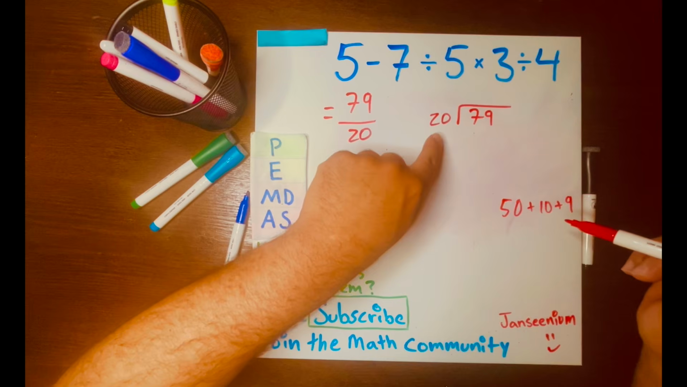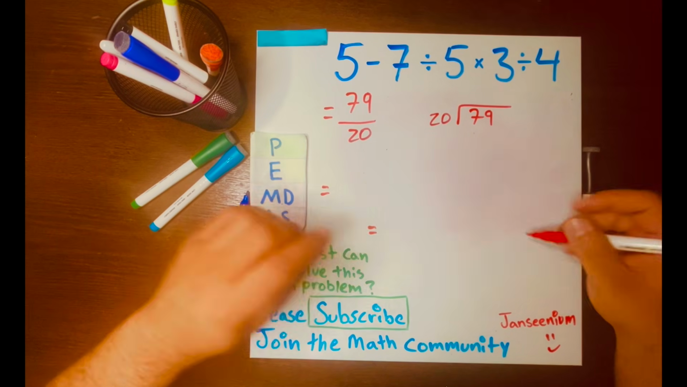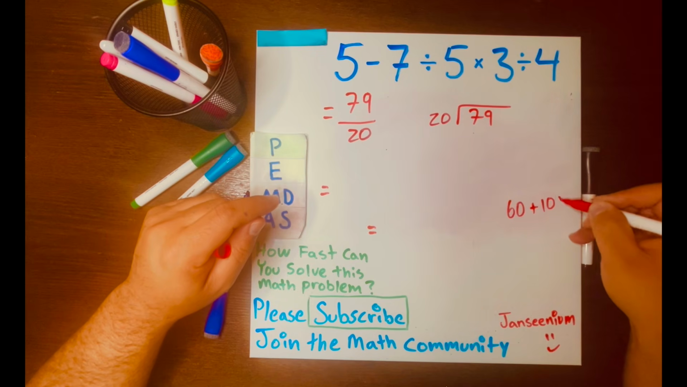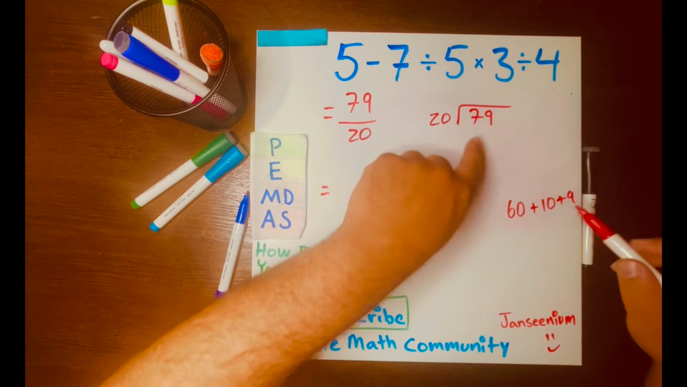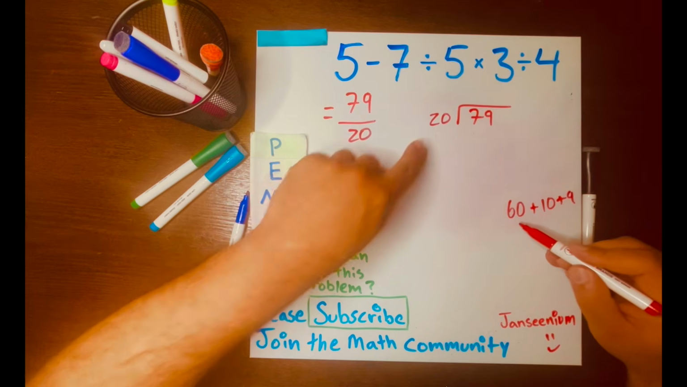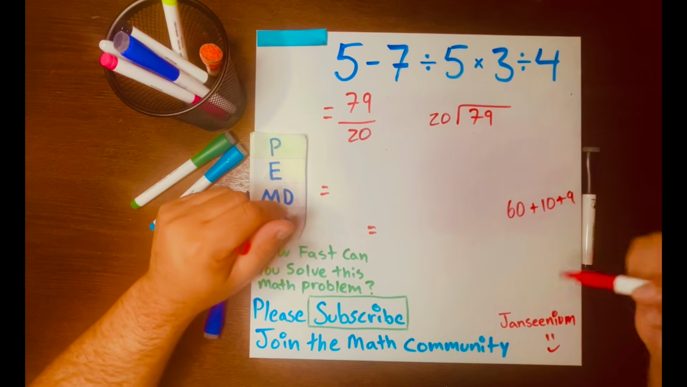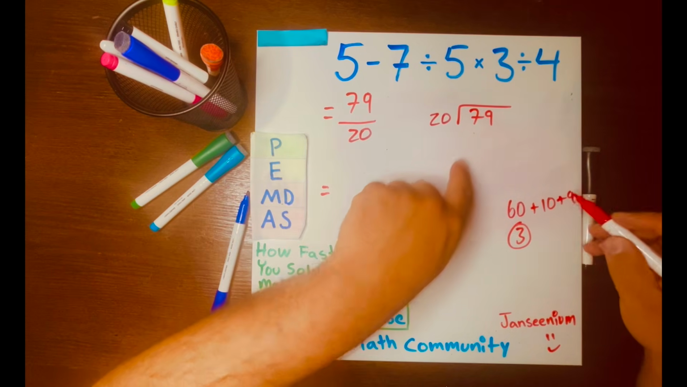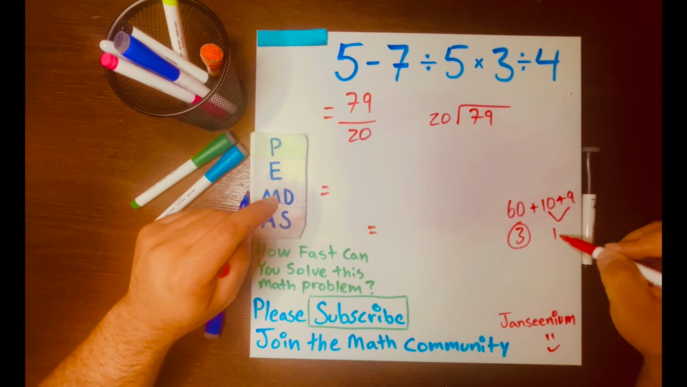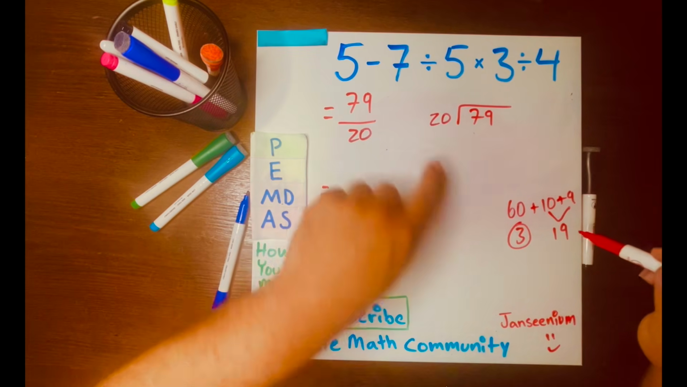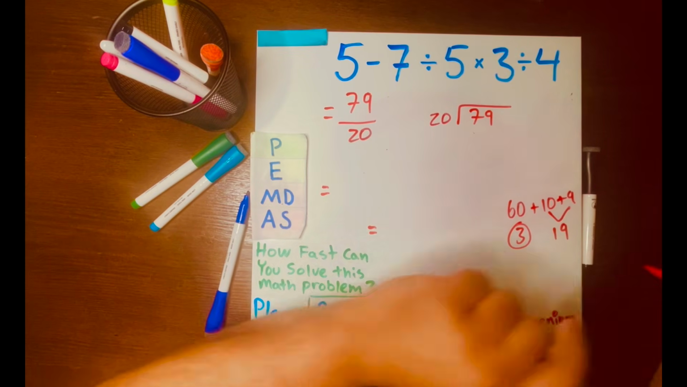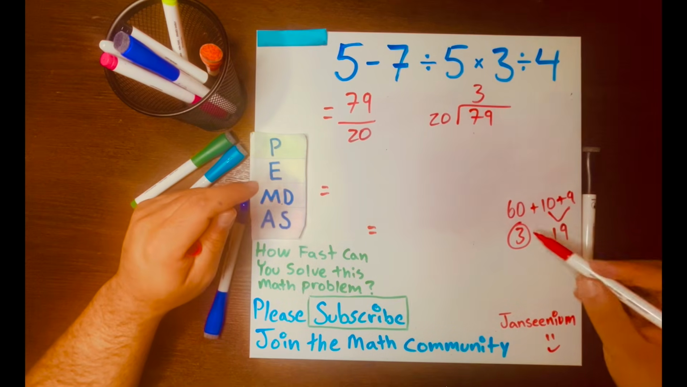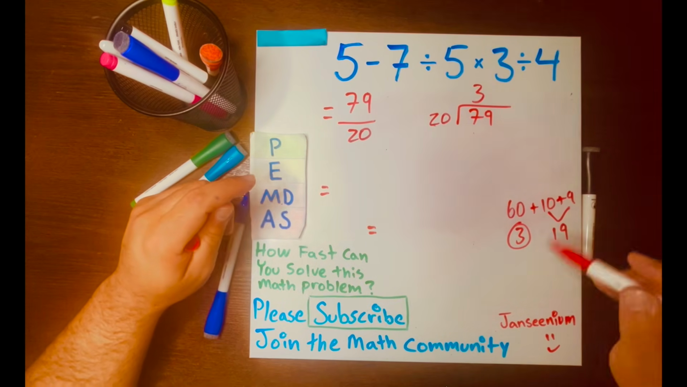Actually, let's do this: 60 plus 10 plus 9, that is 79. So you can fit 20 into 60, 20, 40, 60, 3 times. If you just add these two, that equals 19. Still not enough to get 20 inside 19. So you write 3 because you can only fit 20 into 79 3 times.